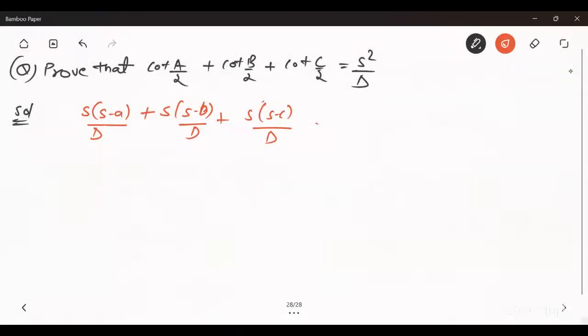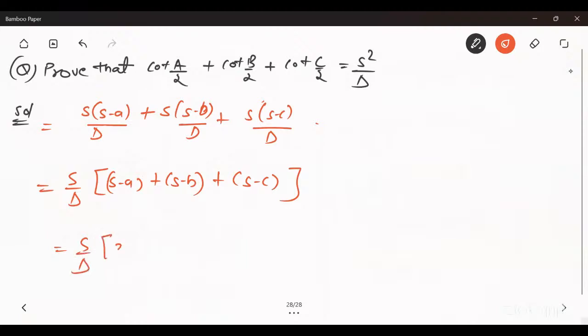Now coming to the last part: (S minus A) upon delta plus (S minus B) upon delta plus (S minus C) upon delta. That was its LHS. So if I take S upon delta common, from the first part I will get S minus A, from the second part S minus B, and from the third part S minus C. Now if you add all three, you will get S upon delta times 3S minus (A plus B plus C).